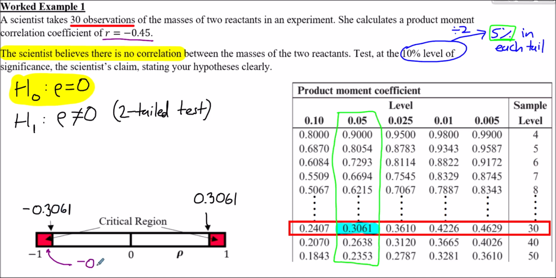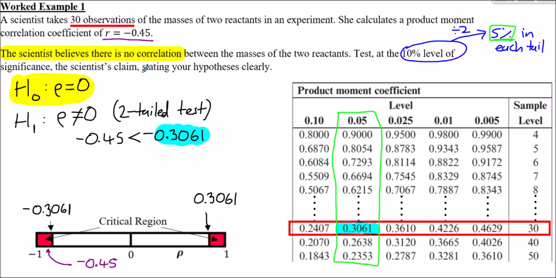So what she's observed, minus 0.45, is in the critical region at the 10% level of significance, in other words 5% at each tail. So what we can say here is that minus 0.45 is more negative than the size of the critical value. It's more negative than minus 0.3061, which we find from the table. Because of that, it's in the critical region, which means we therefore reject H0.